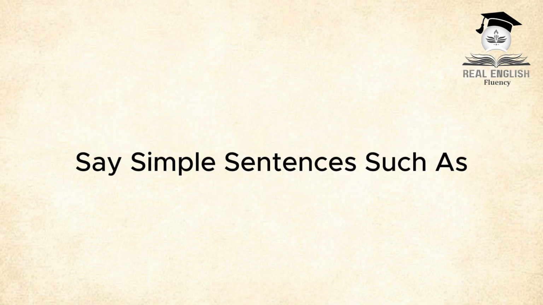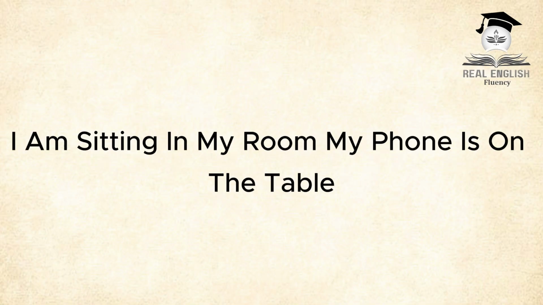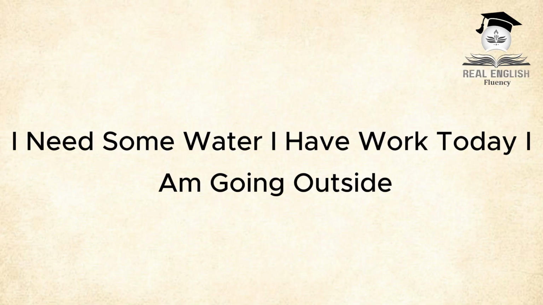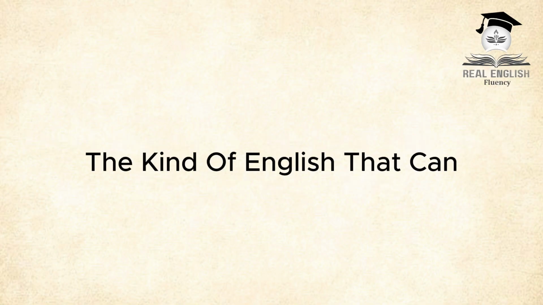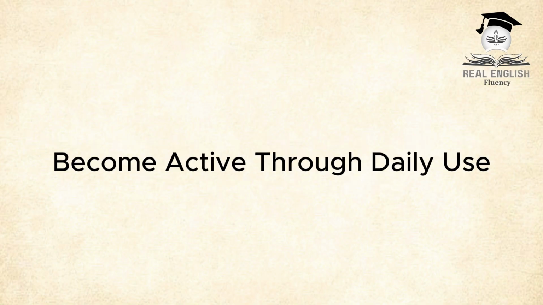Say simple sentences such as, I am sitting in my room. My phone is on the table. I need some water. I have work today. I am going outside. These sentences may look very easy, but they are exactly the kind of English that can become active through daily use.